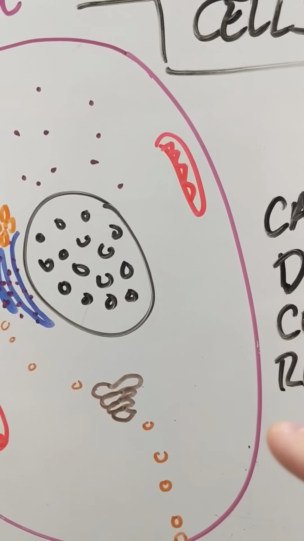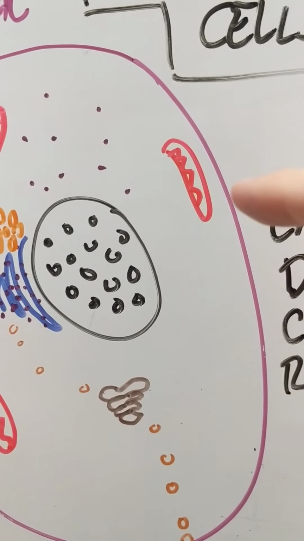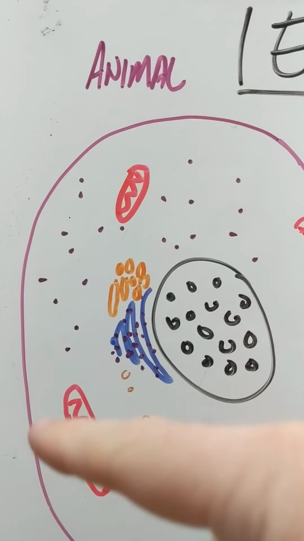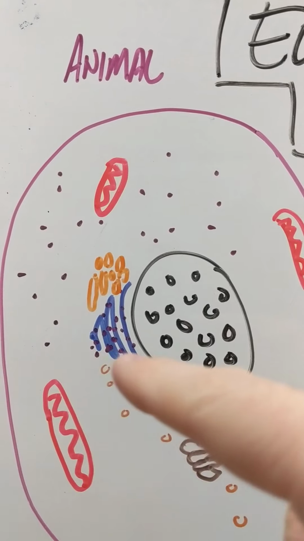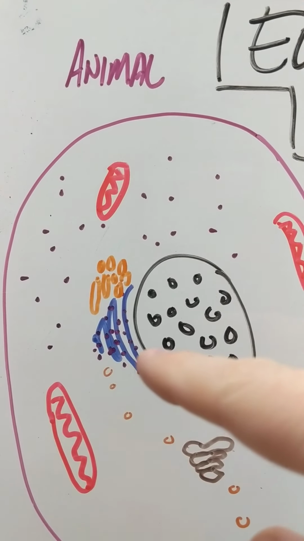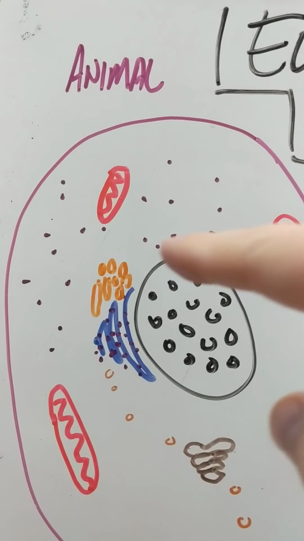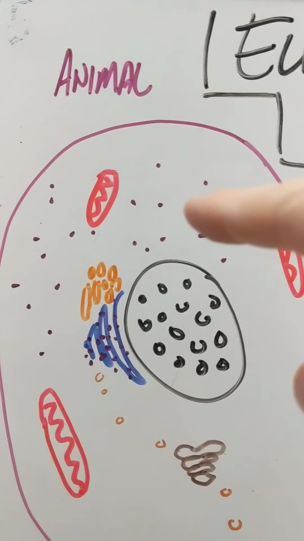Cell membrane, which is this maroon burgundy guy, and ribosomes, which are all these dots right on what you now know is the rough endoplasmic reticulum, and there are unattached free ones floating around inside the cell, like so.